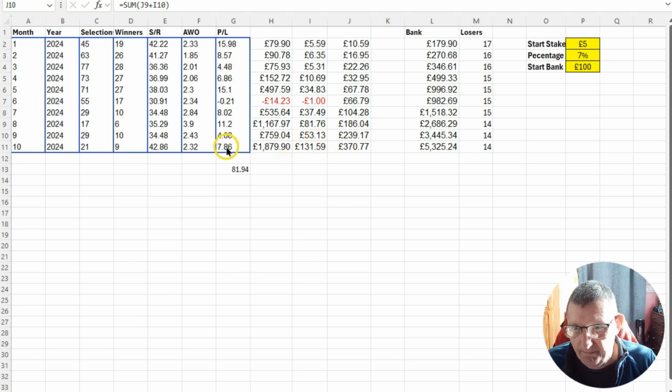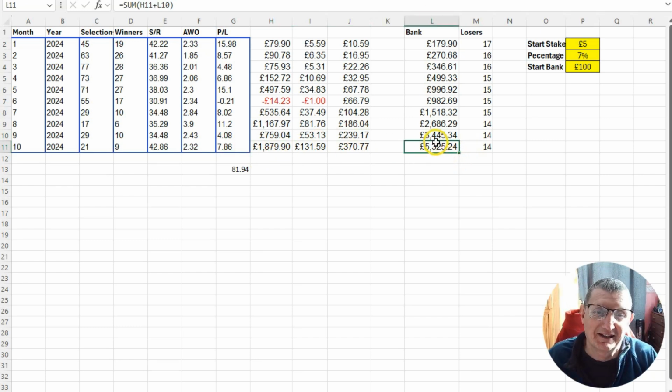So far this month, we're up £1,879, and our bank is now £5,325. Whether you would keep that in the bank, I don't know. Sometimes you don't want to keep that much in your Betfair account, and you play around with it, and you might want to go on holiday or something like that. What I'm trying to show you is you don't need big profits.